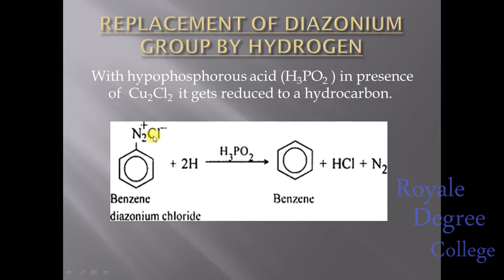This N2 group is coming out as nitrogen gas. Then one hydrogen from this side reacts with the Cl, and we are getting the side product HCl. Then one hydrogen remains, that is attached in place of the N2 plus Cl minus. It is substituted here, and we are getting benzene.